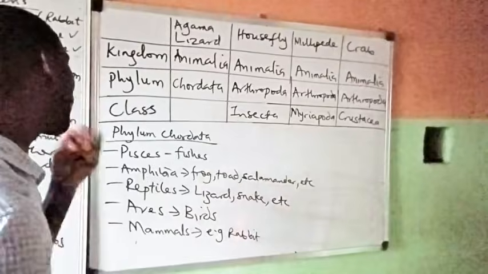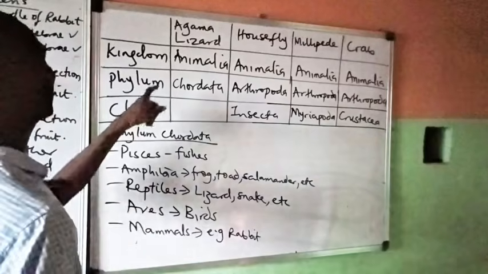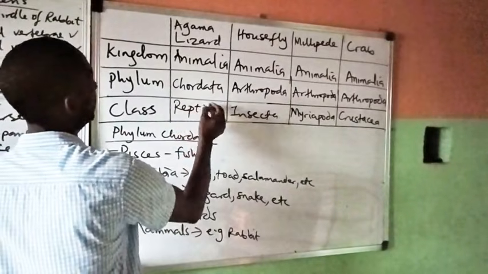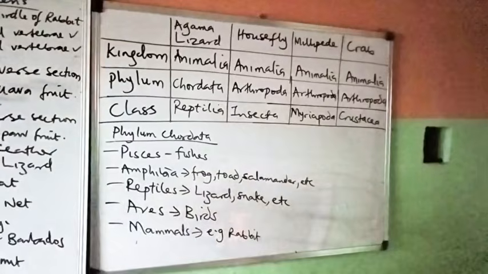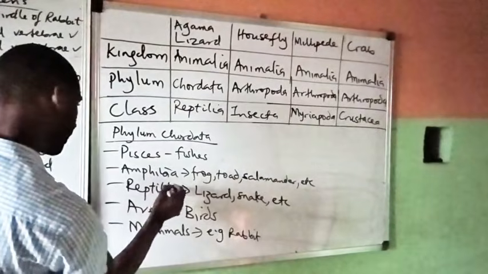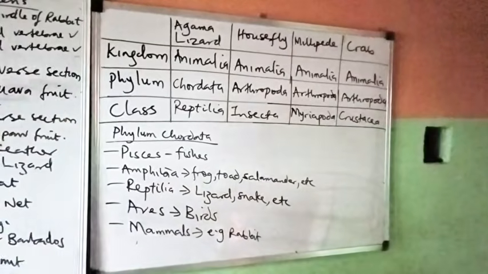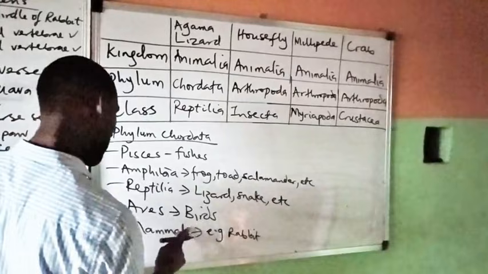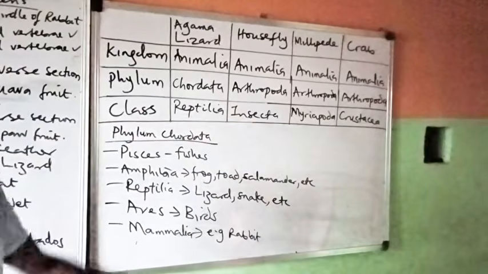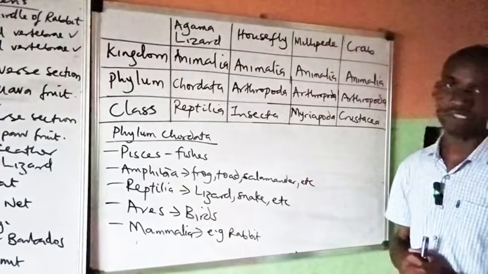All right, but we're talking about lizard. They belong to the reptiles. So they belong to class Reptilia. Amphibia, Reptilia, not reptiles. Reptilia. Okay. Aves, Mammalia, not mammals, Mammalia. Okay, so those are the classes. So it belongs to class Reptilia. And I believe you have understood all that we have discussed so far.